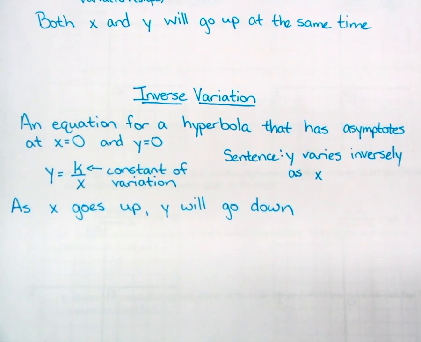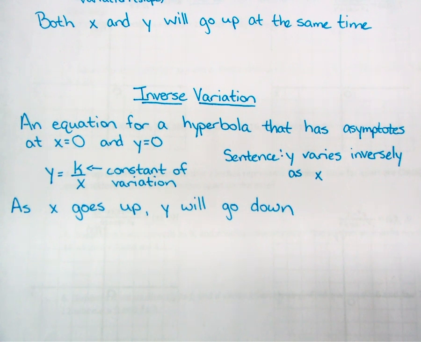Now inverse variation, I suggest that you pause the video so you can copy down information about inverse variation. Inverse variation, this gives me an equation for a hyperbola. So direct variation is linear, inverse variation is a hyperbola. And that's because we're going to have x in the denominator. That hyperbola is going to have asymptotes at x equals 0 and y equals 0.